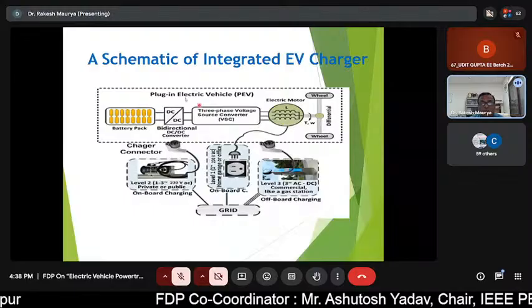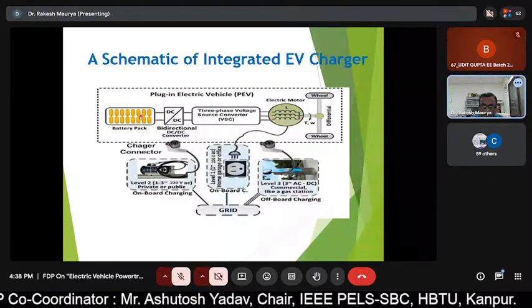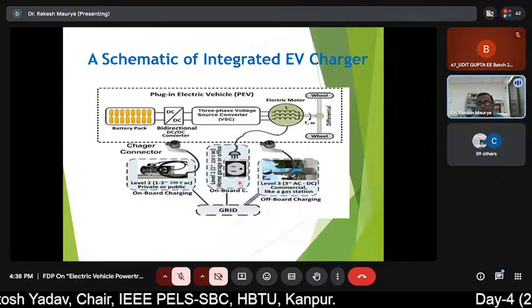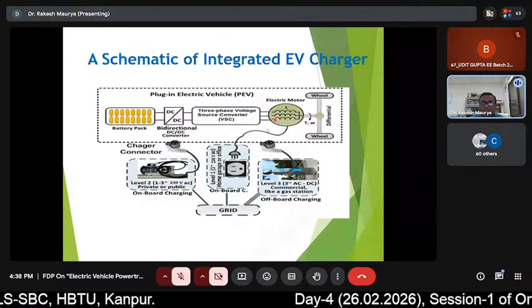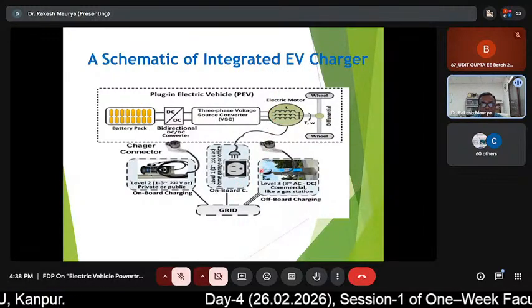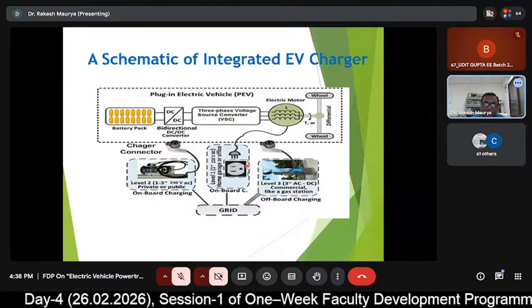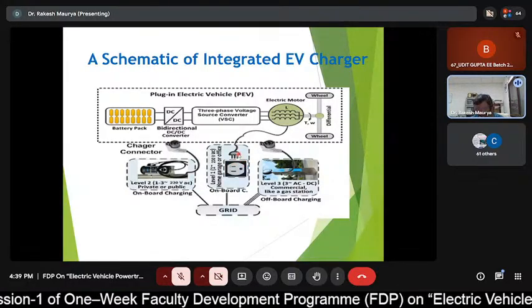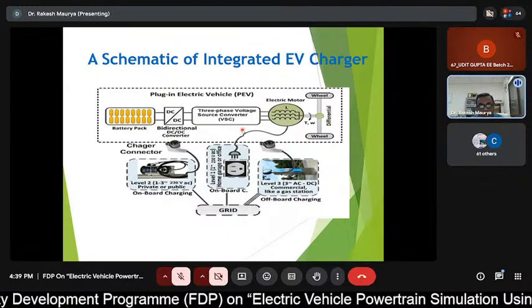So here by integration you can charge your battery pack with a larger current, and therefore the charging time can be reduced. So the integrated charger facilitates the power level of even fast charging also. It's the level of a level 3 charger also. So that's why this integration is proposed.